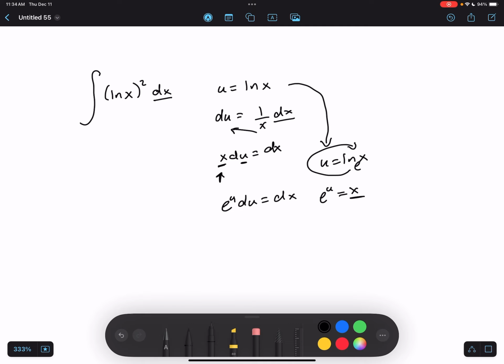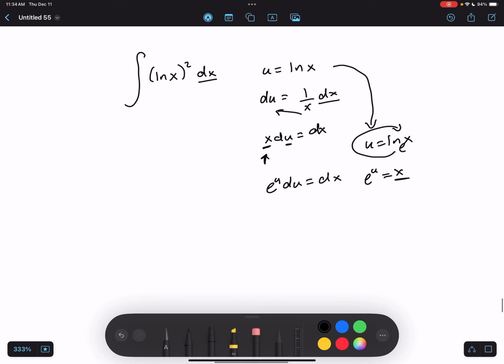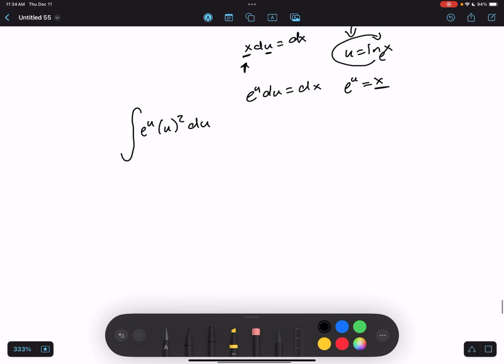So now if we go back to our original problem and we fill this in for our u sub, we can say it's now the integral of e to the u times u squared du. And now we have a product, and because we have a product, that's indicative that we have an integration by parts. So what we can do now is we can let w equal u squared, and then of course the derivative of w will become 2u, and then dv in our integration by parts will be e to the u, and of course v here, when we integrate, will be e to the u as well.